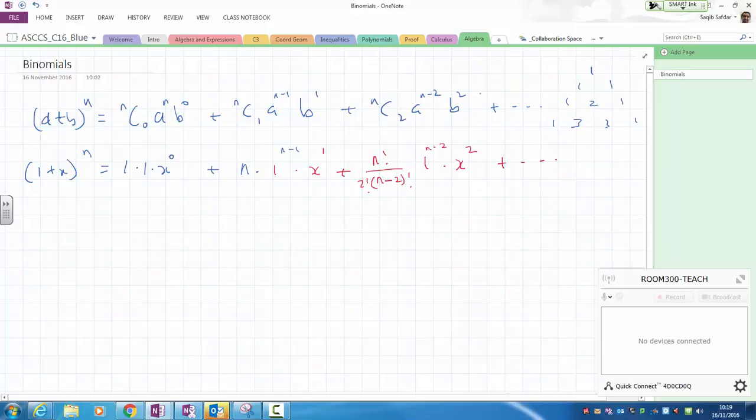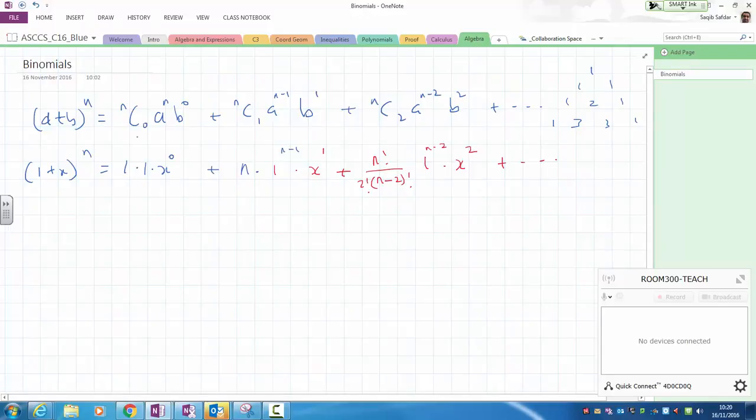Okay? And in order to do this expansion, if you want to find the first three terms when n is 30, we can expand that out. So some revision from AS. Now, if a is 1 and b is x, then we have this result here.